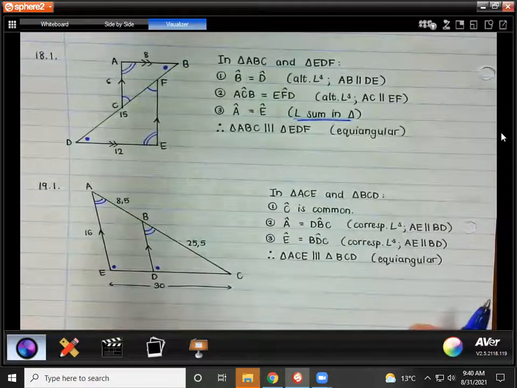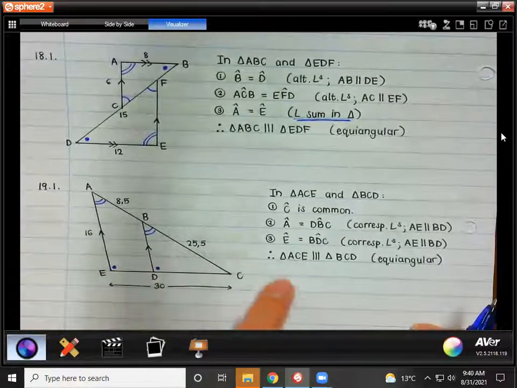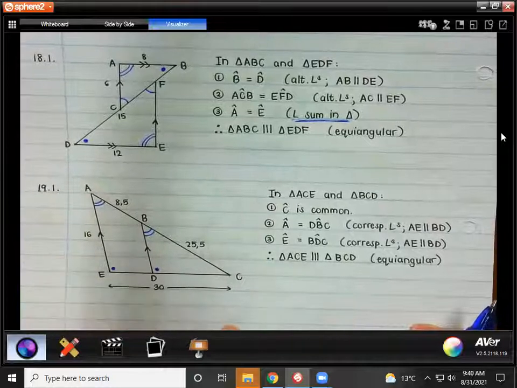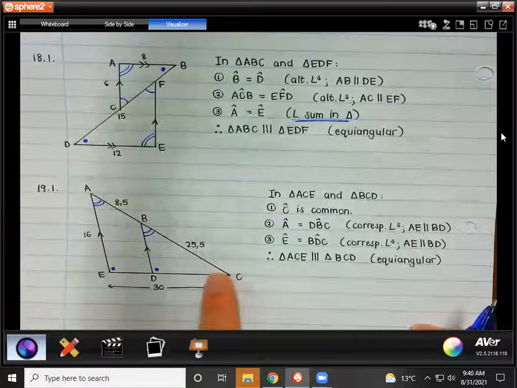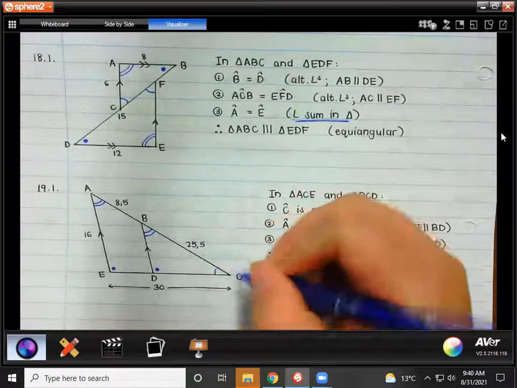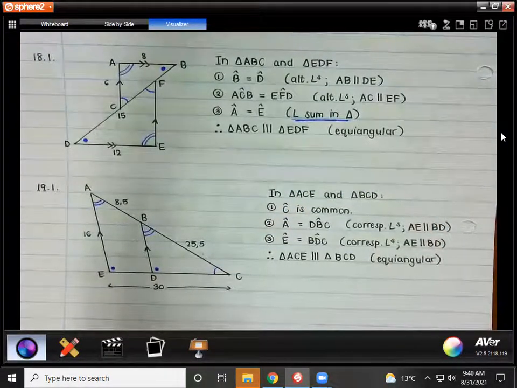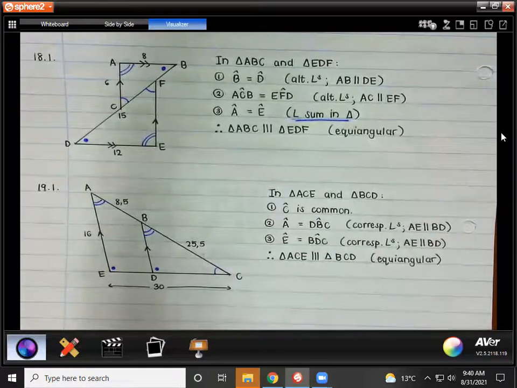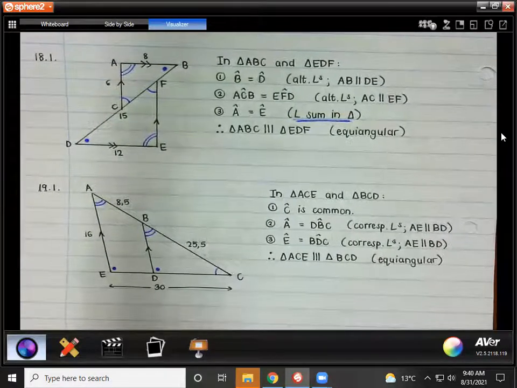And then again, guys, if we're looking at the small triangle on the side and then the big triangle as a whole, do we notice that C is in both of those triangles? All right, so angle C is common. And that's actually what I wrote first. But like I said, it doesn't matter what order you put your three angles in.